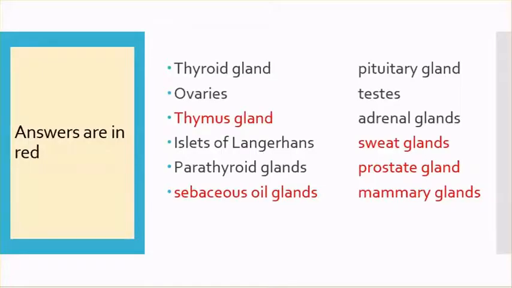Answers are in red. The thymus gland, sweat glands, prostate gland, sebaceous oil glands, mammary glands do not belong to the endocrine system. Just because they end in glands does not mean it's part of that system.